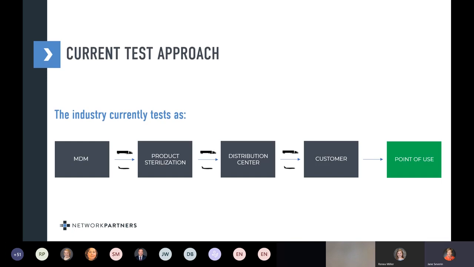Currently, we perform testing per the first four gray boxes, from the MDM, the medical device manufacturer, to the sterilizer, to a distribution center if applicable, and then on to the customer. While some manufacturers may be testing to the point of use, it is not typically performed. It is also important to note, if your validated case is broken down at the distribution center, you are no longer validated.